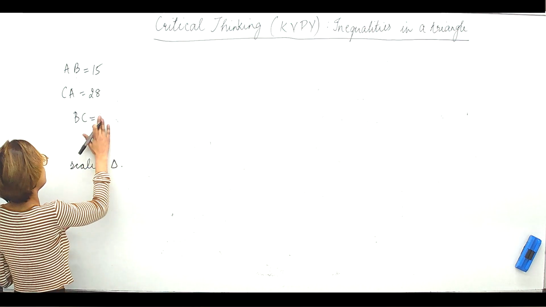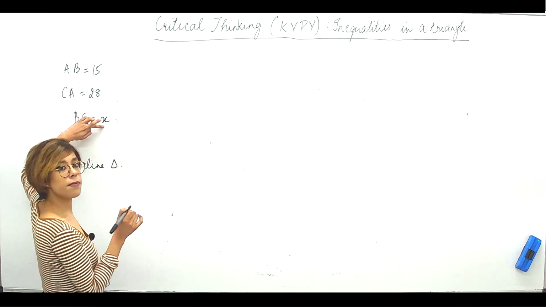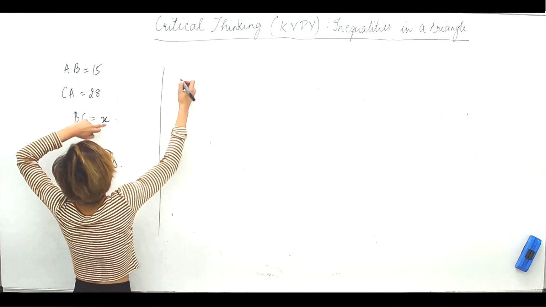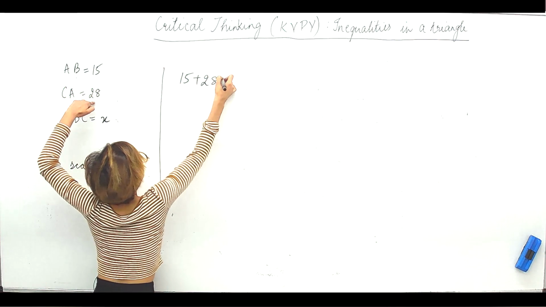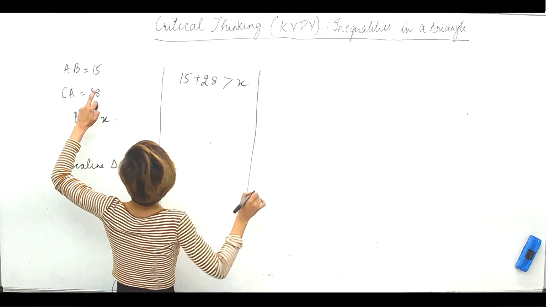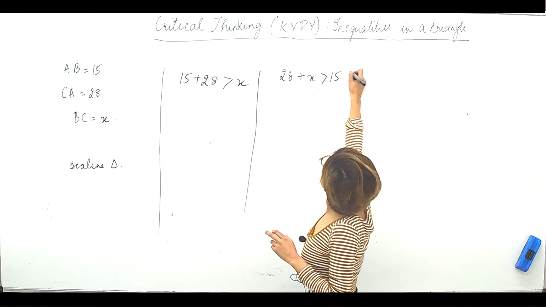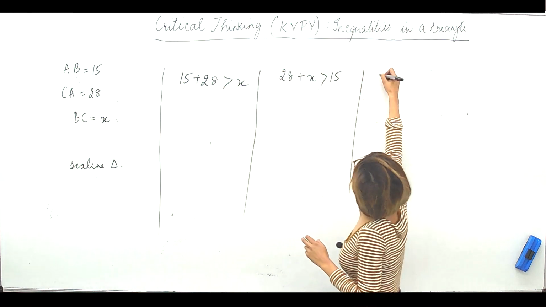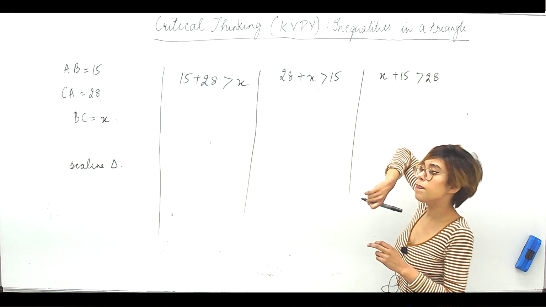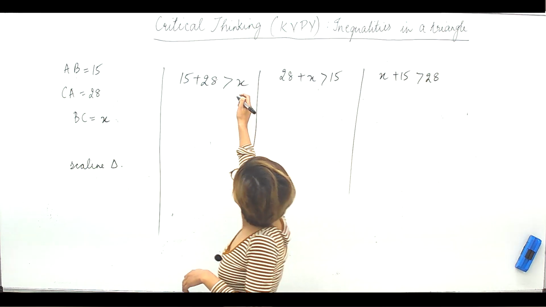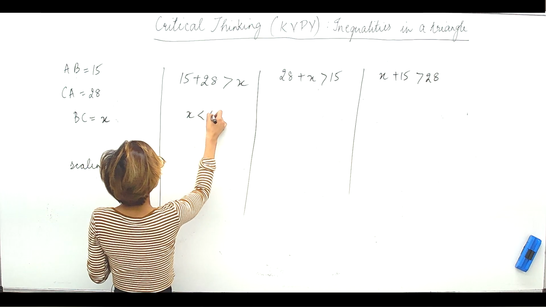Now, first of all let's assume BC is x. Now, I know that this plus this should be greater than x. The triangle inequality, the three conditions. So, 15 plus 28 is greater than x. Then 28 plus x is greater than 15. Then x plus 15 is greater than 28. Three conditions. Let's utilize it. Now from here I get this is 43, right? So x is less than 43.